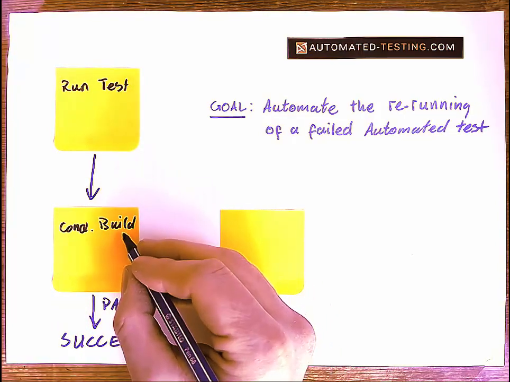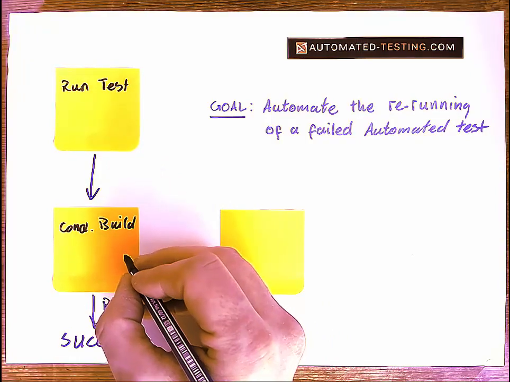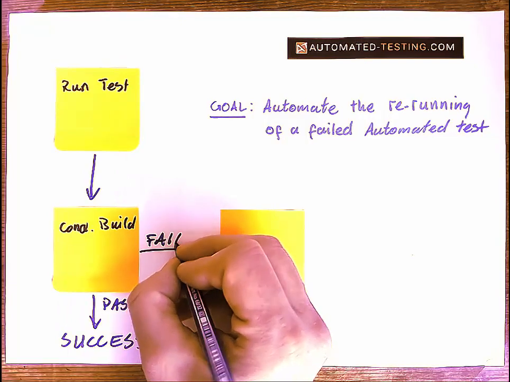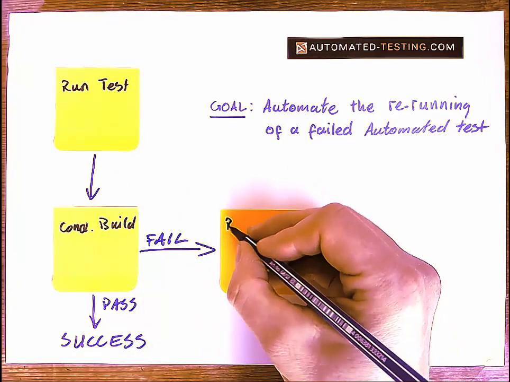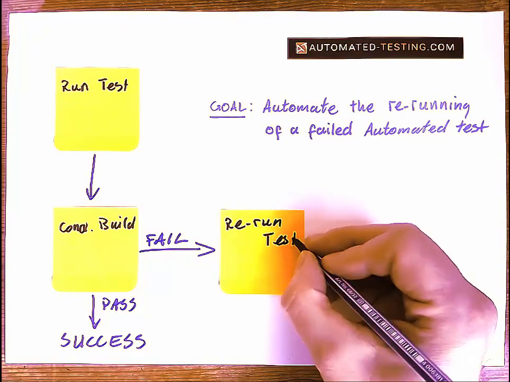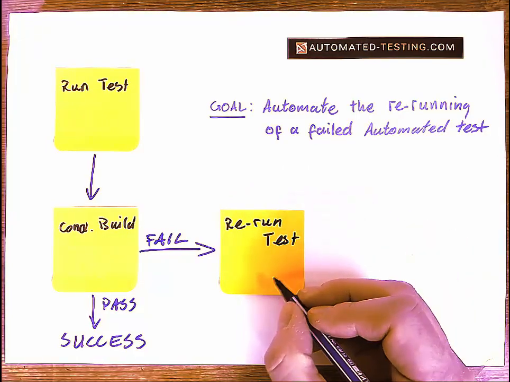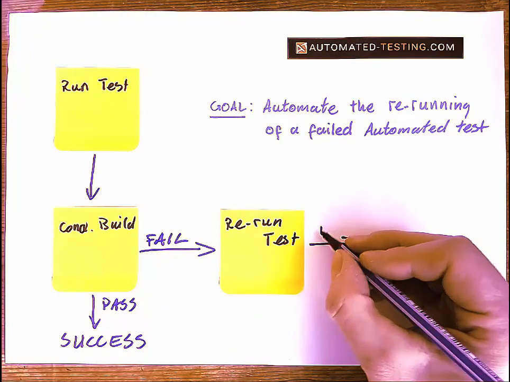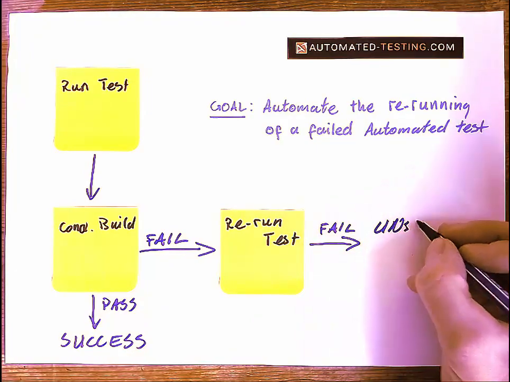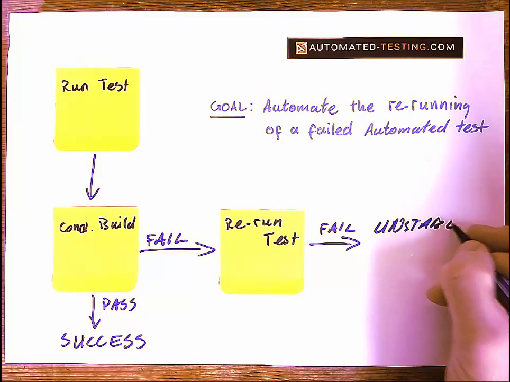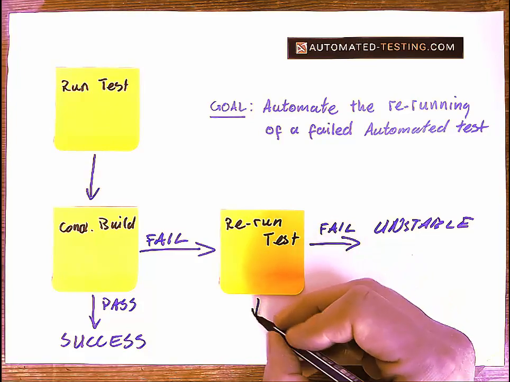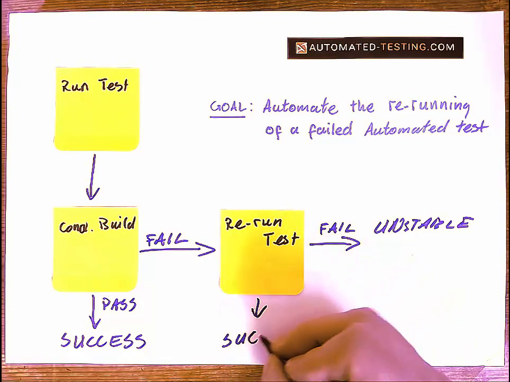If the conditional build step detects a failure in that run, then we will branch off and we will rerun the test. And on a second attempt at running the test, if it fails, then we'll mark the build as unstable, or if it passes on the second attempt, then again we'll mark the build as a success.